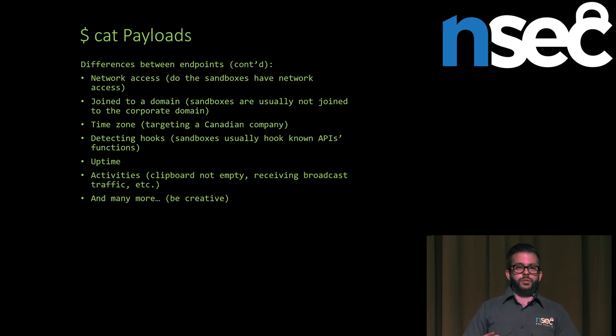So if you ask for a specific Windows API, they may force an answer, but there's actually a way to detect a hook, so you can detect that the function was hooked and just abort if it's the case. Uptime, for example: if you're targeting someone during the afternoon and the computer was open for like 5 seconds, maybe it's another shady sandbox that just fired up.